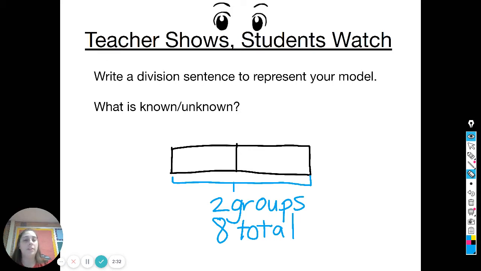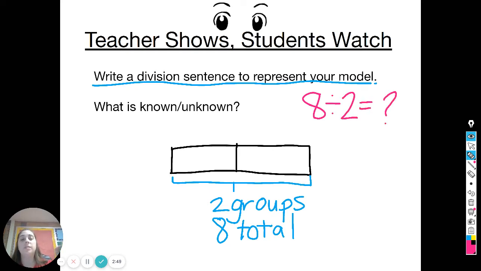Keeping this model, let's look at what's next. Write a division sentence to represent your model. Okay, so I know I have 8 crackers altogether, and I'm dividing them into 2 groups, and that equals some amount of crackers per group. Right now I don't know. So that leads us to what is known or unknown. Well, I know how many groups, and I know how many total.